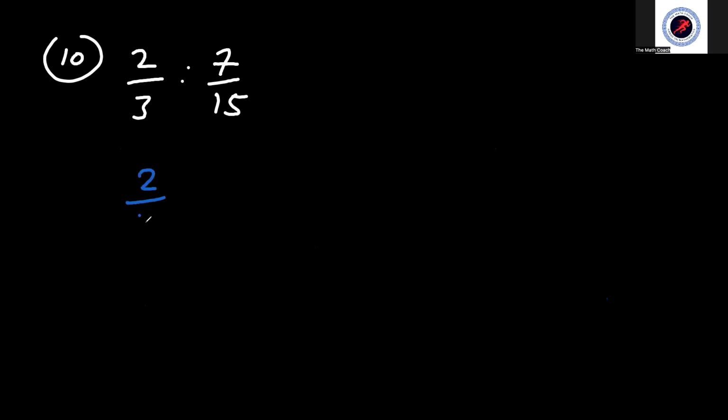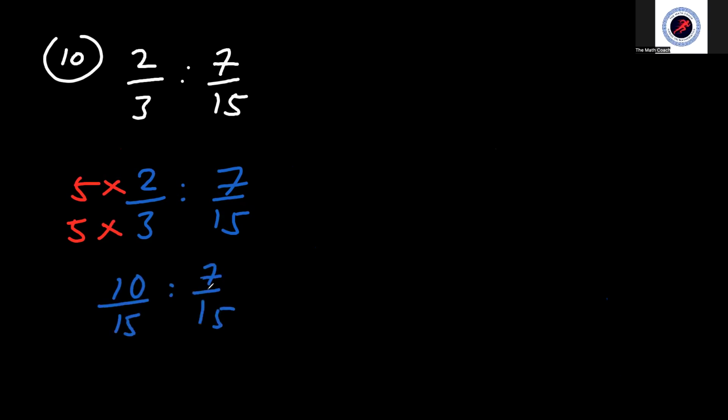So what we do is we write this again, and we multiply this by 5 to get 15. So this is going to be 10 over 15 is to 7 over 15. Now we multiply both sides by 15 to get rid of the denominators, right? So we have 10 times 15 is to 7 times 15.